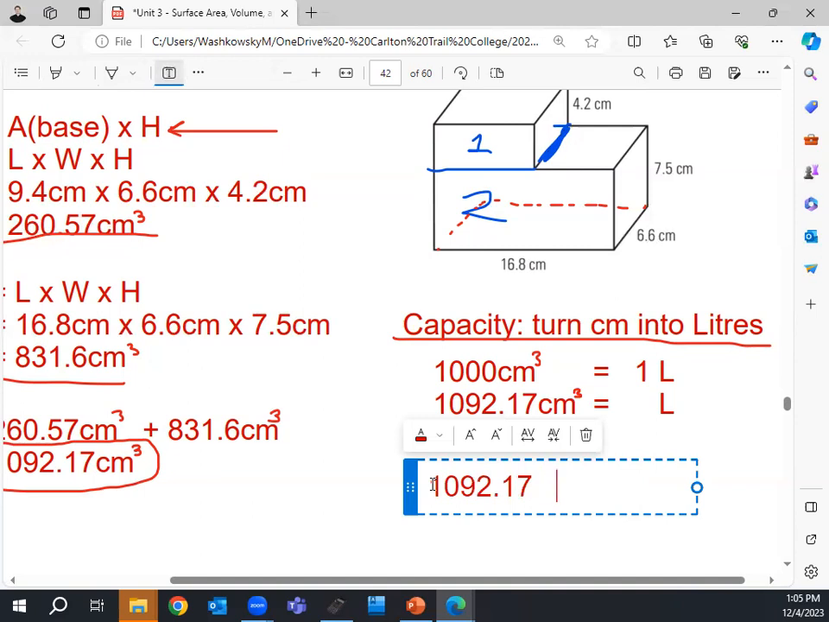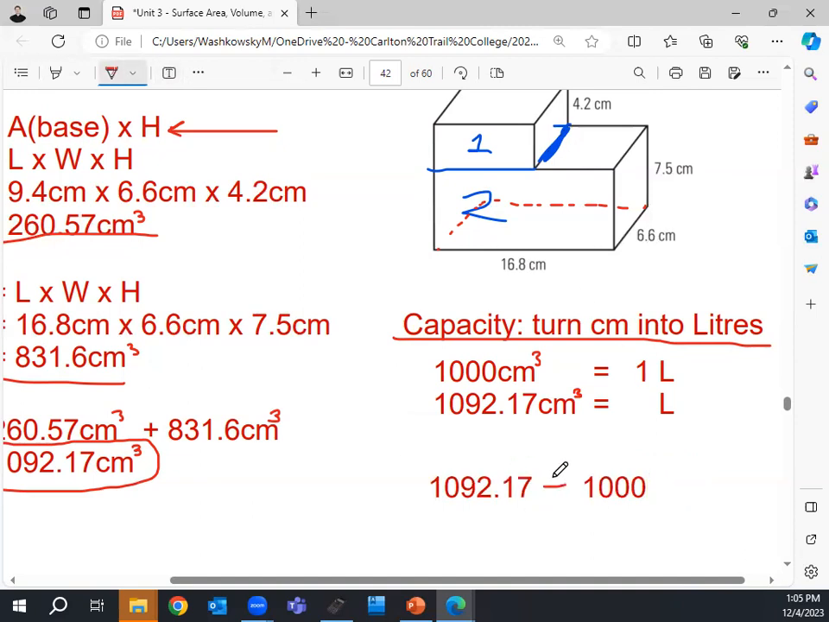I'm going to take 1,092.17 and divide it by 1,000. And if I do that, technically it's going to be 1.09217 liters. We don't need to go that deep. We can just round that to 2 decimal points. So it's going to be 1.09 liters. And that would be fine.